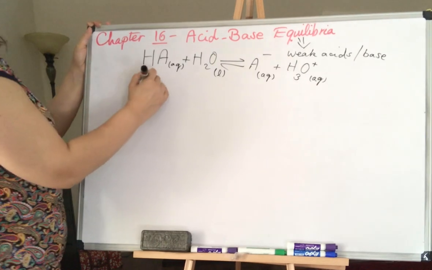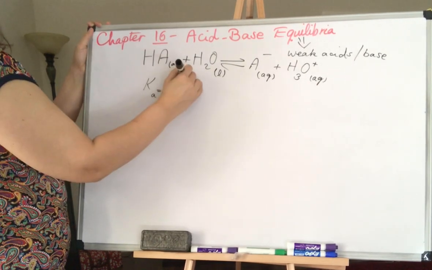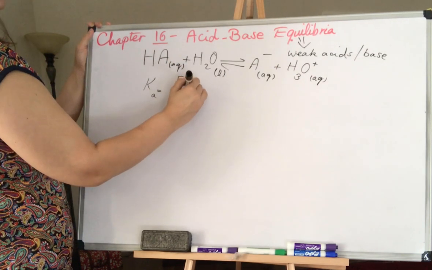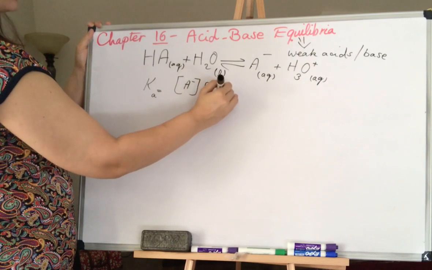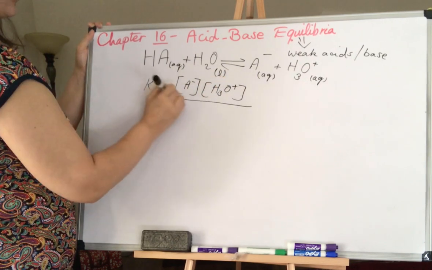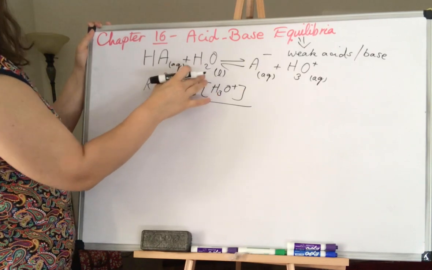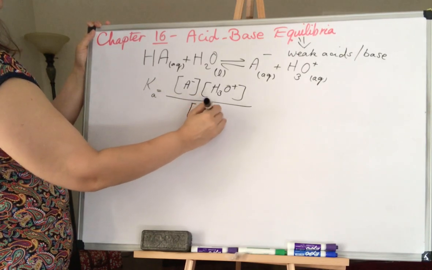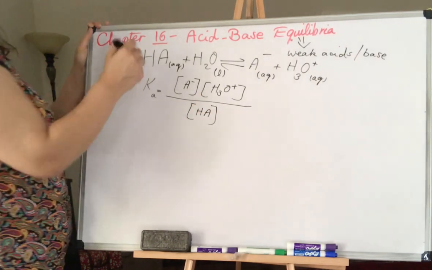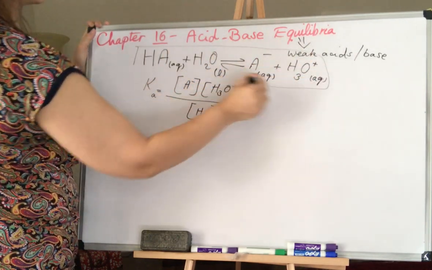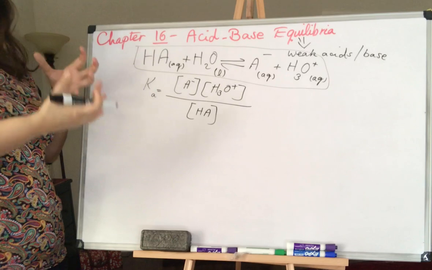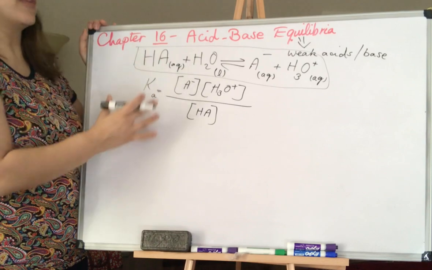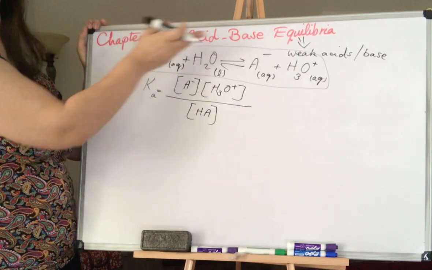And so Ka is written as, you remember we said only aqueous or gaseous compounds we write in the equilibrium constant: A times H3O divided by HA. H2O is liquid. Its concentration remains constant, so we do not write it. You just write HA. That's how you write Ka. And I want you to keep this equation in mind, because sometimes you work with very large molecules or organic acids that you don't need to write down their complete formula. You just need to go with this.